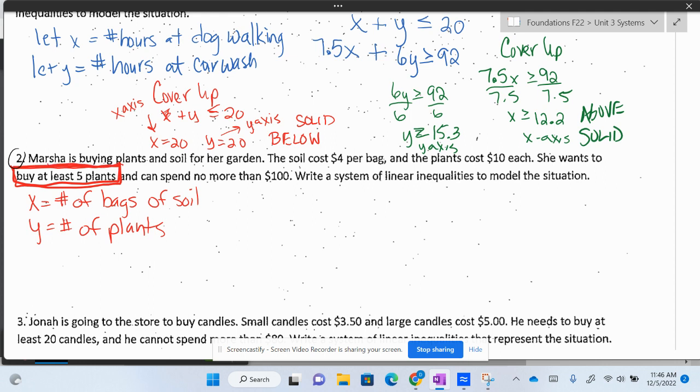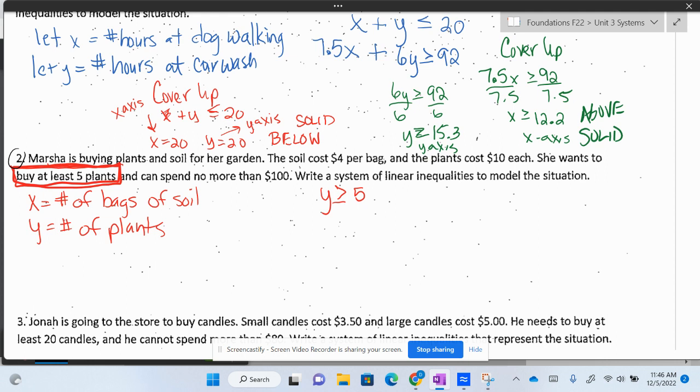So how do I show that Y, the number of plants, has to be at least 5? Y, the number of plants, has to be at least 5. Tell me what we said that at least meant. Greater than or equal to. Good job. So that's my first inequality. Y has to be greater than or equal to 5.